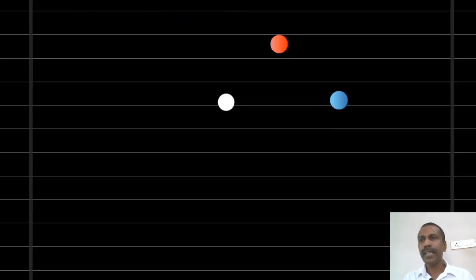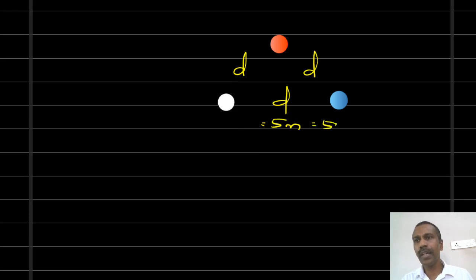And in the second case, the conductors are placed at the corners of an equilateral triangle. So these sides are equal. This is D, all sides are equal. And the problem gives D as 5 meters, or this is equal to 500 centimeters, and R is equal to 1 centimeter, and in this case the distance is 500 centimeters.